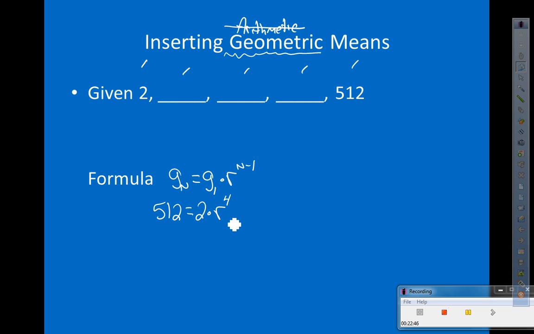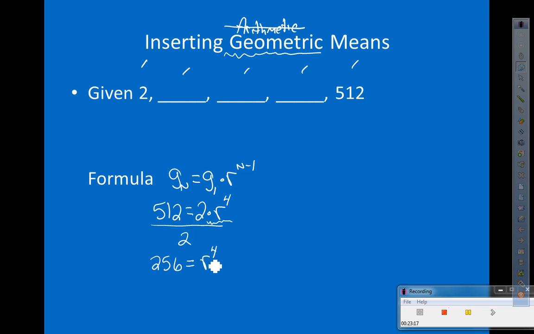Now we solved these the second week of school. And I know what you're thinking, hey, Mr. Harris, I don't remember what we did last week. And I understand that. But here's how we solve this. I need to get the R to the 4th by itself. So I'm going to divide both sides by 2. So I now get half of 512 is 256 equal R to the 4th.